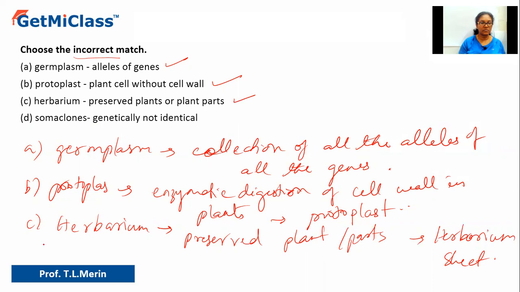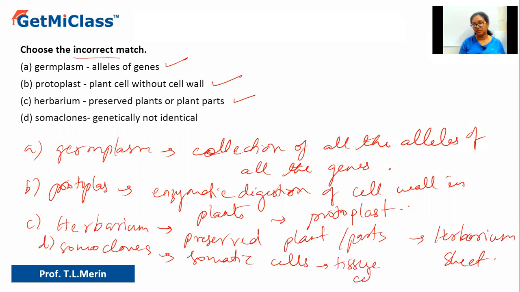Now, first of all, what do you mean by soma clones? Soma clones are the clones which are formed from somatic cells. This is done by tissue culture, mainly in case of plants. Even in animals, if you take a somatic cell and culture it, you will get cells that are called soma clones. But in case of plants, the entire plant will become the clone. That is a soma clone because it is produced from somatic cells.